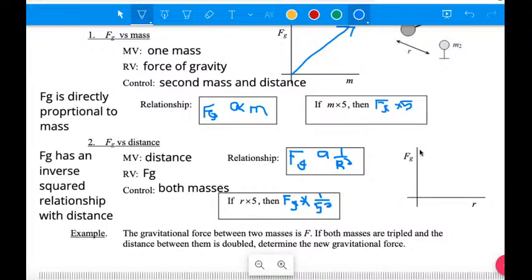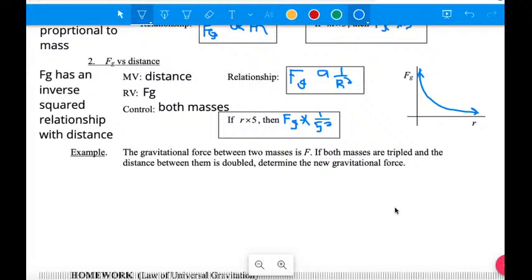And any inverse squared graph will look like this. So as radius gets bigger, gravitational force has a drastic drop, and we approach this asymptote of 0. We'll never actually have 0 gravitational force until we get to infinity, which we can never get to.